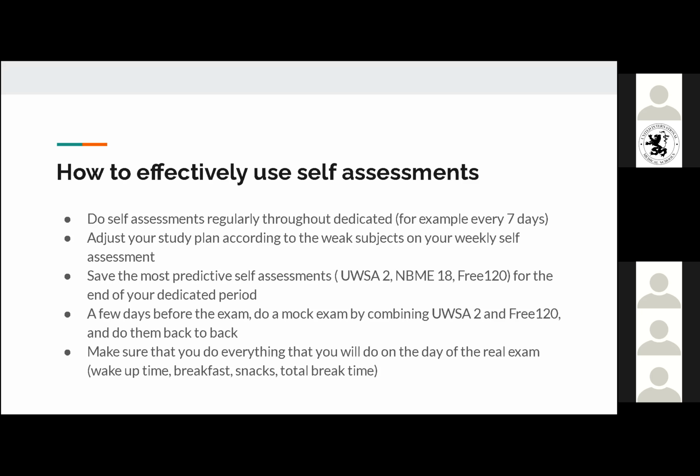So I woke up at the same time I would wake up on the real exam. I had the same breakfast. I had the same snacks. I calculated the same total break time, so 45 minutes.